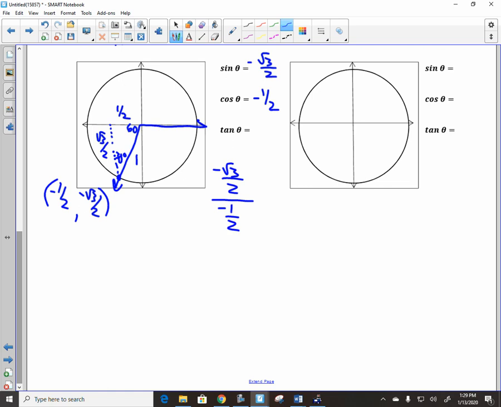Now, it looks scary, but first of all, what's a negative divided by a negative? A positive. Second of all, when I divide, I should multiply by the reciprocal, so I multiply by 2 over 1. What happens to the 2's? And I get just the square root of 3 over 1, which is square root of 3. So that's not too bad then, is it? Okay.